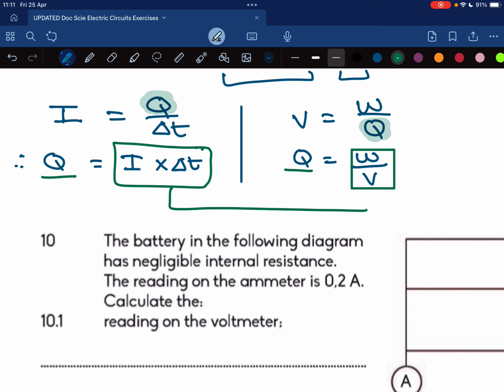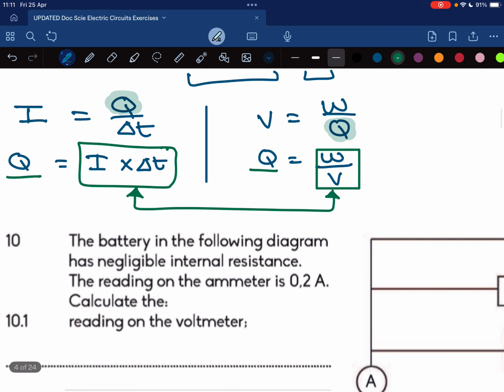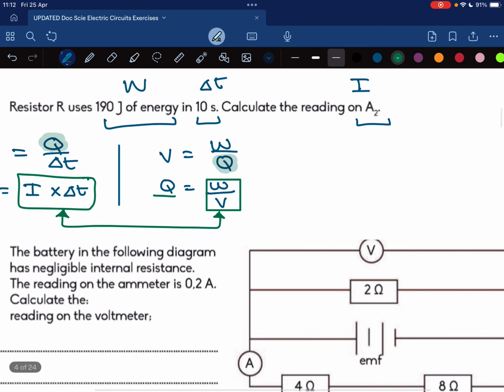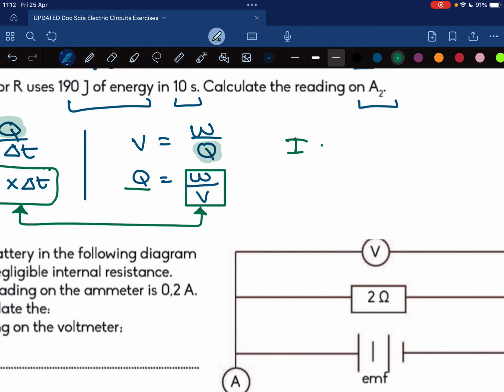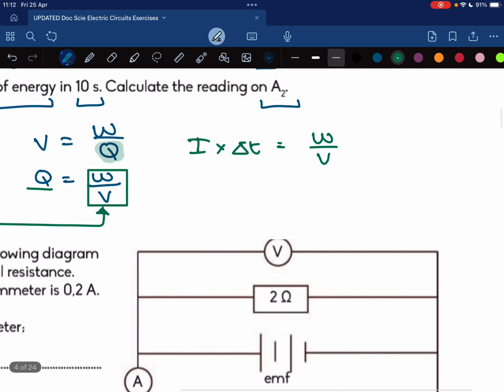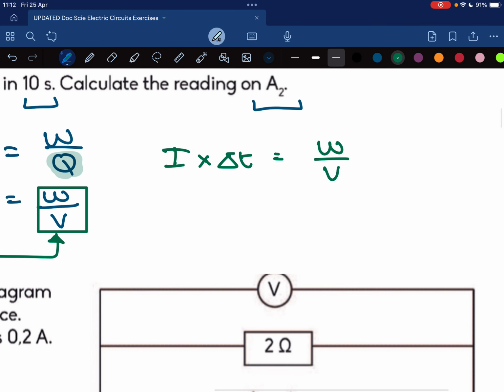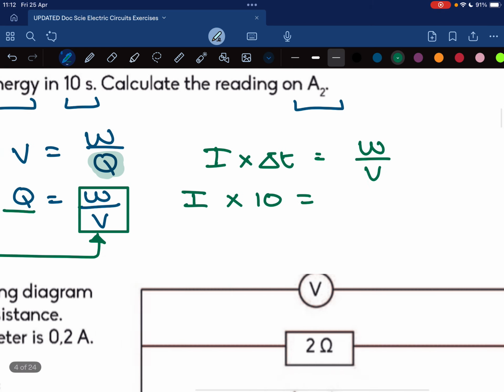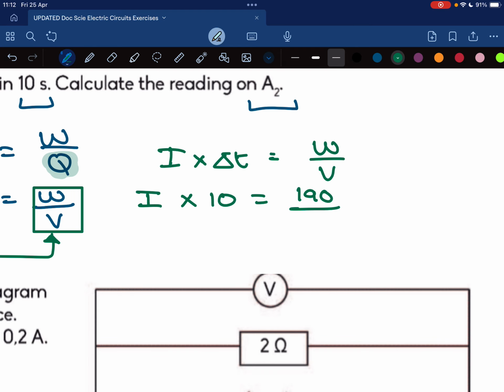Okay, so there's a lot of maths here that you have to be able to use. You must be able to manipulate some formulas here. Because now I see, oh, well, I times delta T is equal to W over V. So I multiplied by 10 seconds is equal to the work, which is 190, over the voltage.